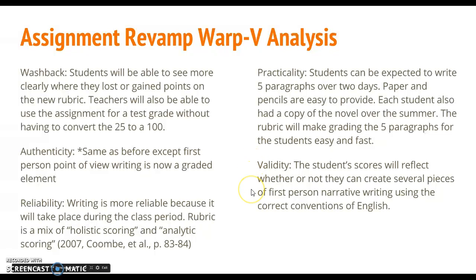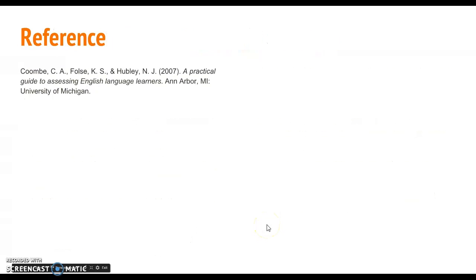Validity. The student scores will reflect whether or not they can create several pieces of first-person narrative writing using the correct conventions of English. And again, the scores will probably be more valid because of the rubric revamp. This is the reference that I use to talk about analytic versus holistic scoring.